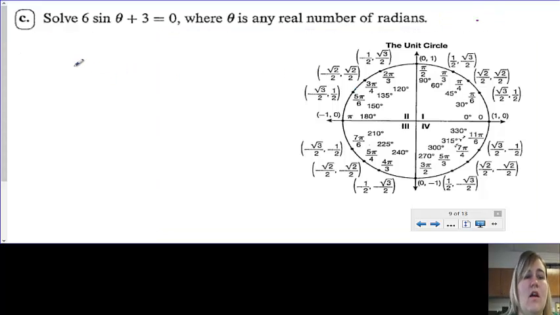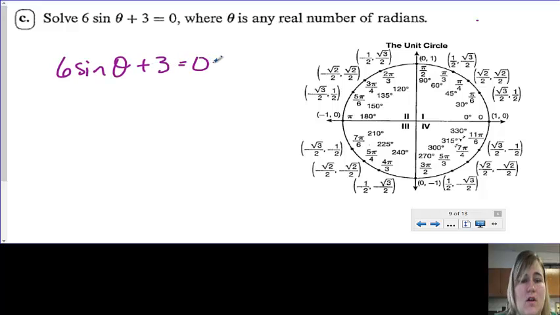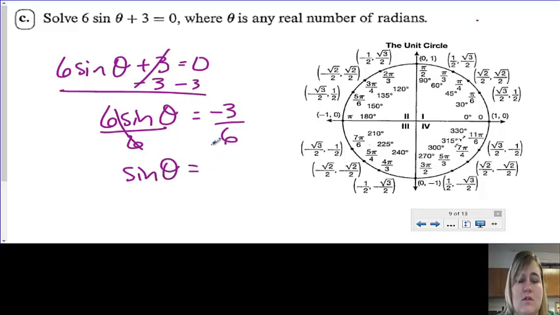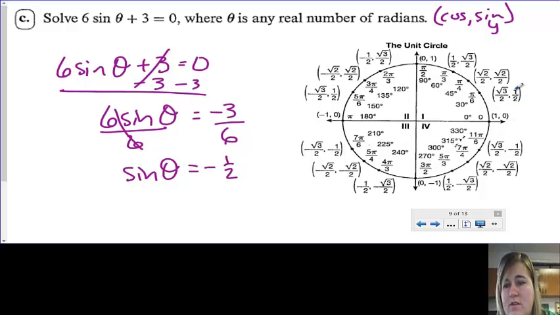Okay, same thing here. I have 6 sine theta plus 3 equals 0. I'm solving for theta, so I'm going to subtract 3 from both sides. I have 6 sine theta equals -3. Divide by 6 on both sides. So I have sine of theta equals -3 over 6, which is -1/2. So again, I have cosine sine, so I'm looking for a y value equal to -1/2. Okay, so that's a positive 1/2.